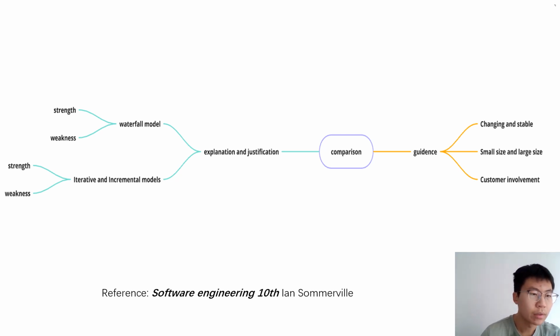Let's talk about incremental models. The strength is that first, the cost of implementing requirements changes is reduced. The amount of analysis and documentation that has to be redone is significantly less than is required with the waterfall model. The next, customer involvement. It is easier to get customer feedback on the development work that has been done. Customers can comment on demonstrations of the software and see how much has been implemented. Customers find it difficult to judge progress from software design documents.